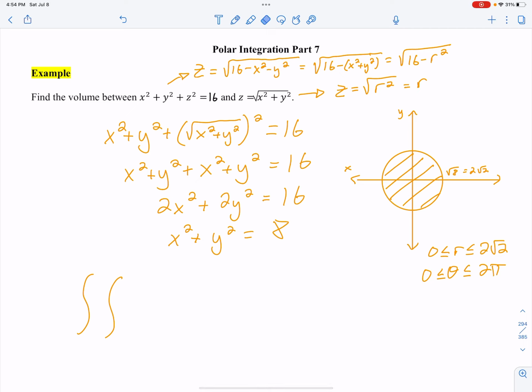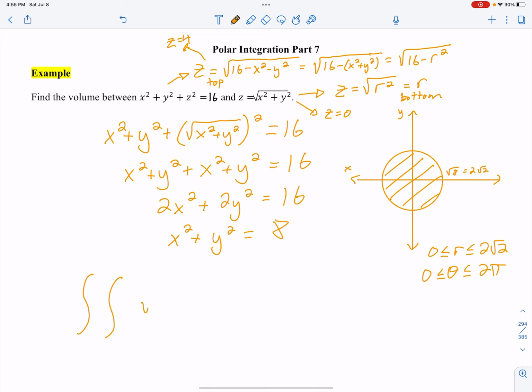All right, so I do top and bottom. Maybe it's a little difficult to see which one's on top and which one's on bottom. So we could plug 0, 0 into both our functions. If I plug 0, 0 into this one, I get z equals 4. If I plug 0, 0 into this one, I get z equals 0. So the top one is this, and this is bottom.